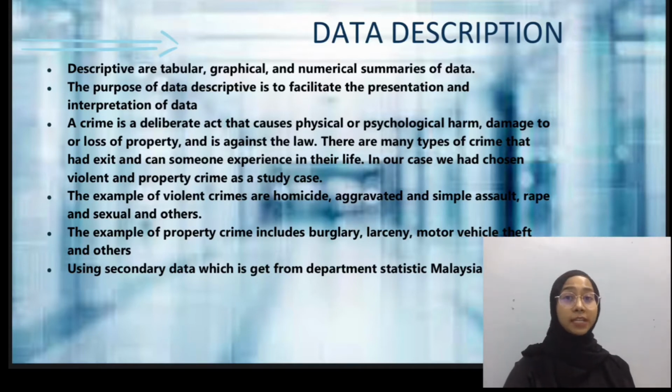In our study, we are just using two types of crime, which are property and violence. The types of violence are homicide, aggravated assault, rape, sexual and other. Examples of property crime include burglary, larceny, motor vehicle theft, and others. The data that we are using is secondary data that we got from Department of Statistics Malaysia.